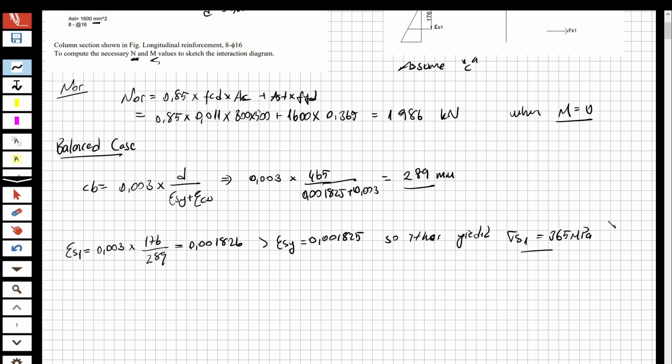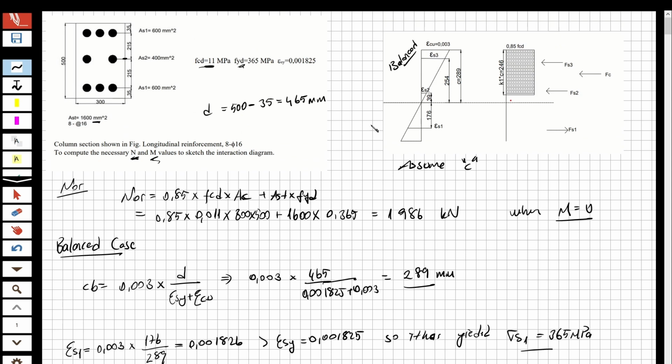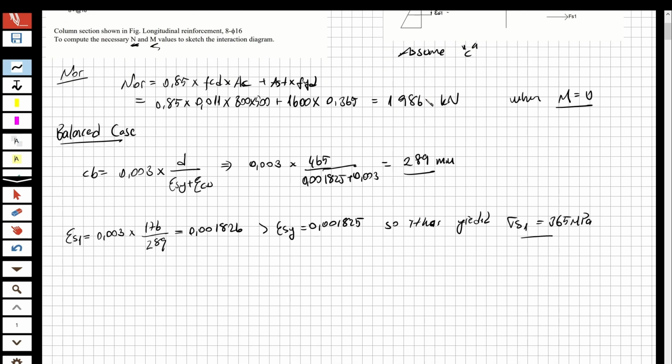Now look at how I defined it. I'm going to take the distance from the neutral axis to the steel. For example, for the first one, what is the length from the neutral axis to the steel? For example, this one is 39, this one is 254, and this one is 176. So I calculated for the first steel, then I'm going to do it for the second one. So let's do it.